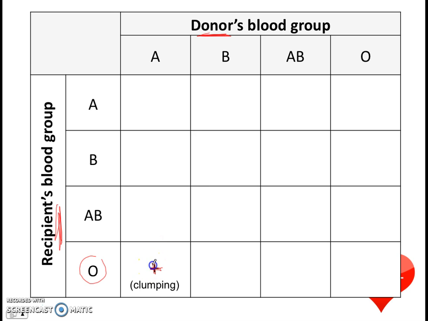So you put plus. Plus means there's clumping. Okay, but clumping means that this is bad. It will not work out. Okay, so even though plus means clumping, plus actually in this case is a bad thing because clumping is bad. O-type blood cannot receive from A-type blood.